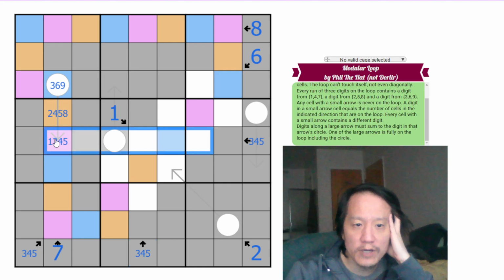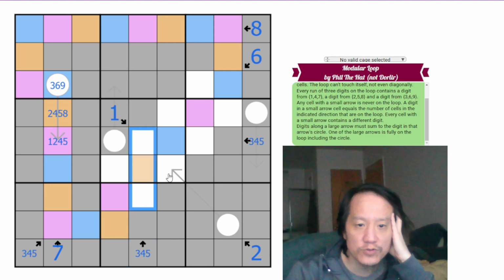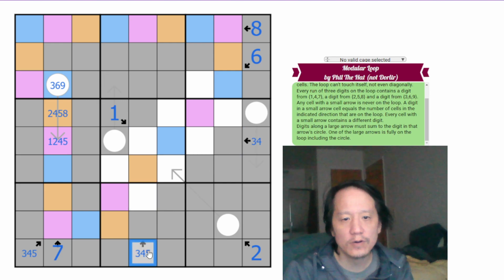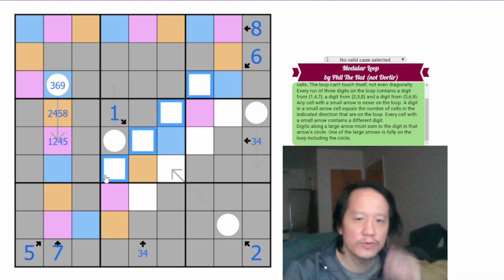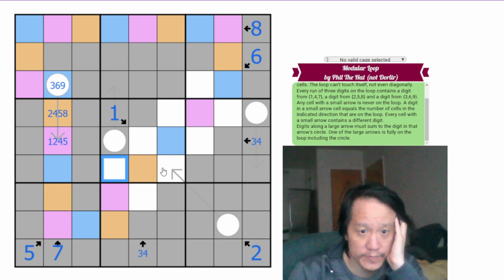This can only be at most 4. This can only be at most 4. So this cannot be 4. There's 3 and 4, which forces this to be 5. So we know 3 of these are on the loop. One of these is here.